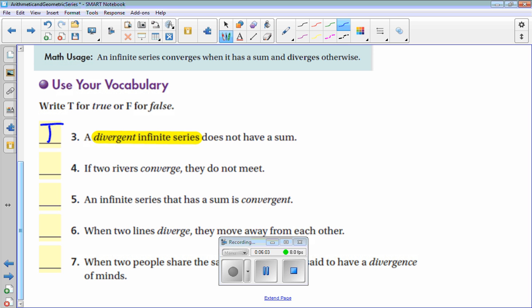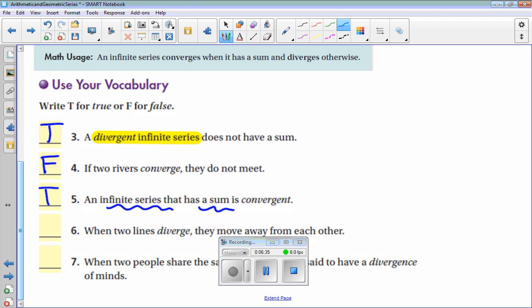If two rivers converge, they do not meet. An infinite series that has a sum is convergent. Well, that's true, but we have to discuss how that can be. How can a series, remember what a series is? It's something that you add the same number or you multiply the same number forever. Okay, let's see what that would look like.